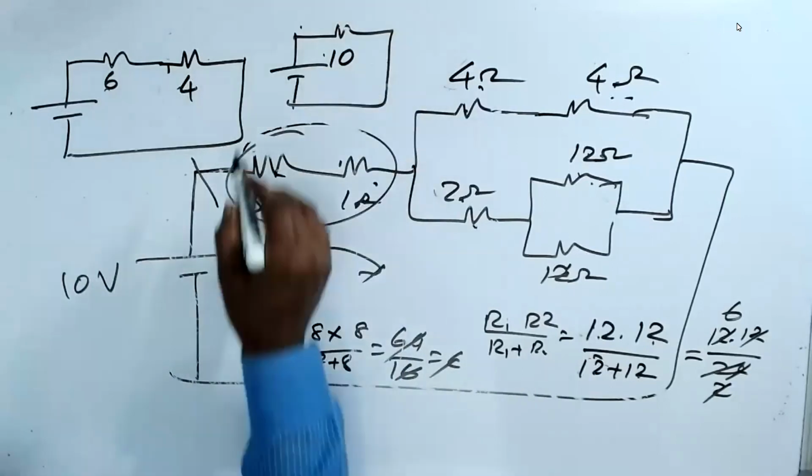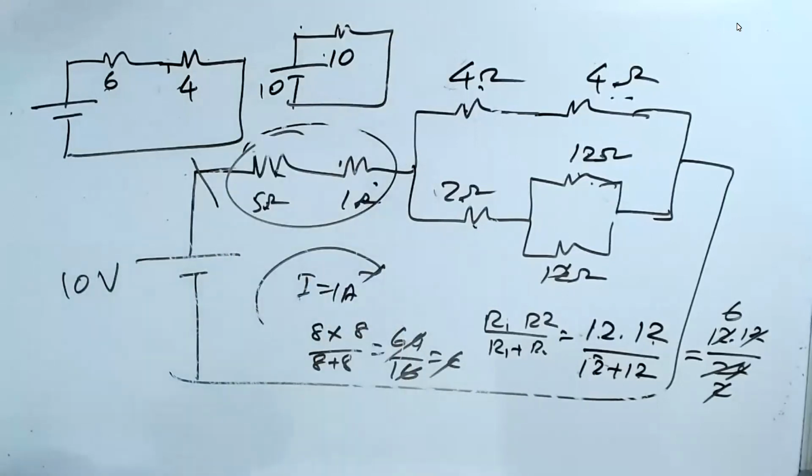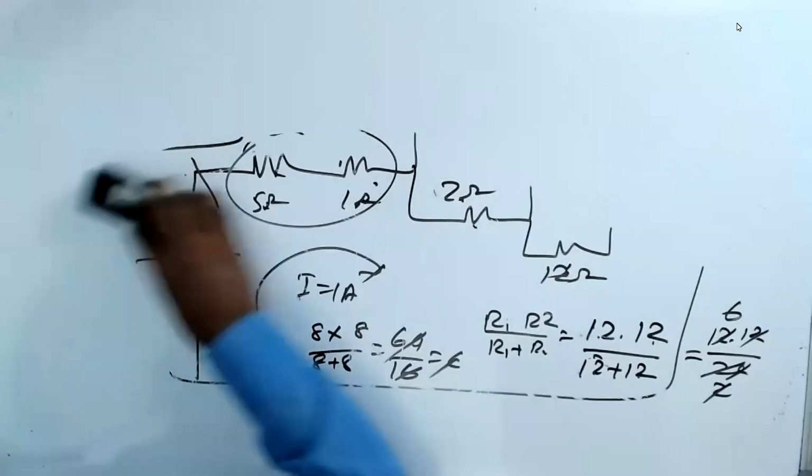That's it. 10 volt. The current is 1 ampere. That's correct. The current is 1 ampere. Perfect. Understand now. So this is the way. Start solving the problem. Don't get confused when you have the connections like this.